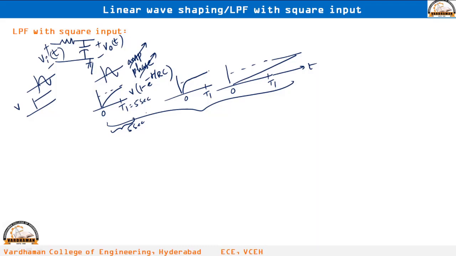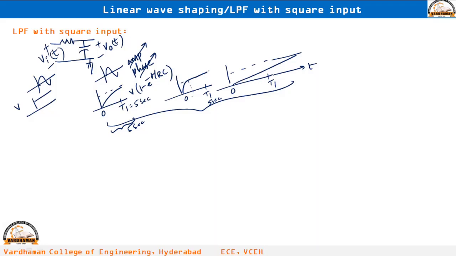So, if you see at 5 seconds, the output is equal to V volts in the first case. Next, in the second case, T1 is equal to 5 seconds only, but here the output has already reached V volts. The output reached V volts before t equal to T1. In the first case, exactly at t equal to T1, the output reached V volts. In the second case, the output reached V volts before T1.